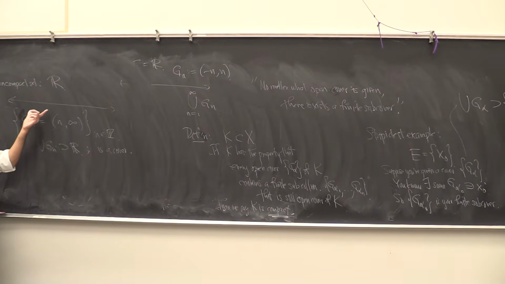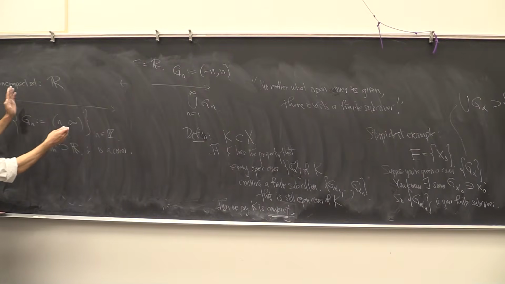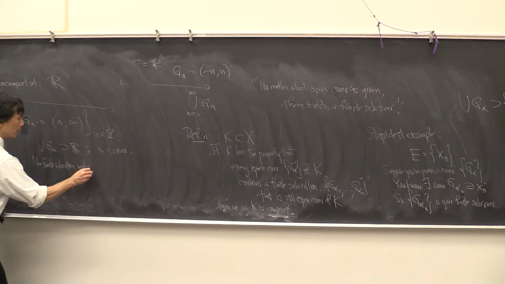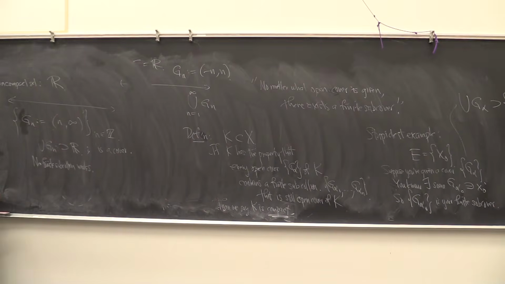No finite subcollection is going to work because if I take a finite subcollection, there's going to be some smallest index, and we're not going to have anything to the left of that smallest index. We're going to miss all that stuff on the left. So no finite subcollection works. This is a bad cover. So we found a cover for which there is no finite subcover, so this set is not compact.